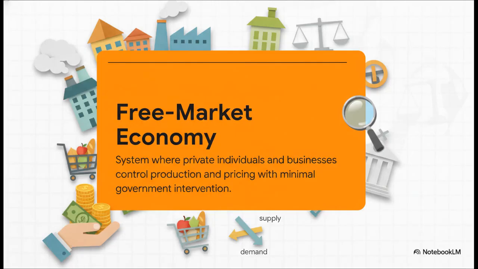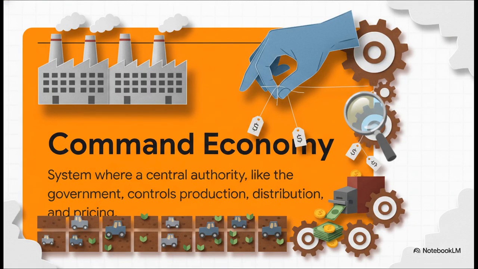So on one side of the spectrum, you've got what's called a free market economy. Picture a giant, bustling marketplace where it's all about individual buyers and sellers making deals. They decide what's for sale and for how much. It's all driven by this thing called supply and demand, and the government pretty much just keeps its hands off. Then, if you go all the way to the other end, you'll find the command economy. This is totally different. Here, there's a central authority, almost always the government, acting like a master planner. It's deciding everything, what gets made, how much of it, and even what you're going to pay.